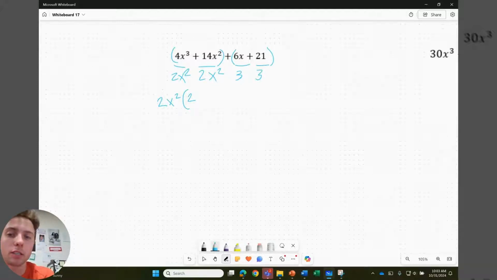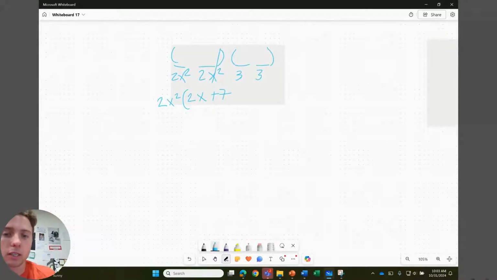Well, 4 divided by 2 is 2. X cubed divided by x squared. You're dividing variables. When you divide variables, you subtract your exponents. So 3 minus 2 gives us that 1. Realize you don't necessarily need the 1. 14 over 2 is 7. X squared over x squared cancels.